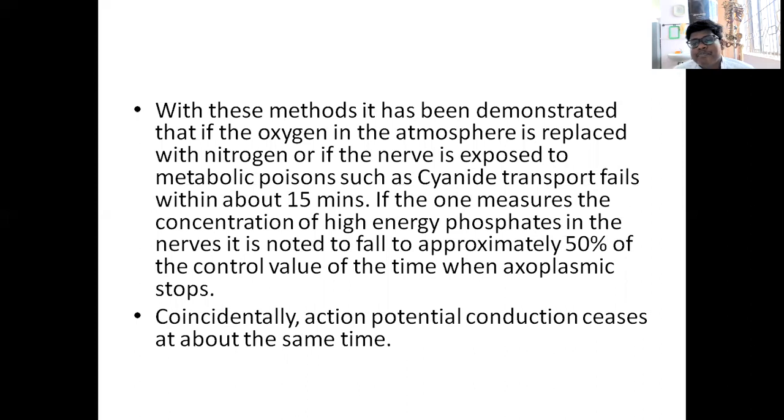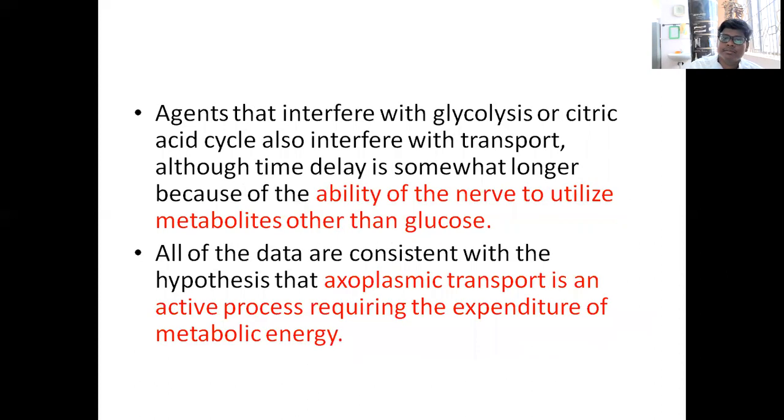With this method, it has been demonstrated that if the oxygen in the atmosphere is replaced with nitrogen, or if the nerve is exposed to a metabolic poison such as cyanide, transport fails within about 15 minutes. When the concentration of high energy phosphates in the nerve is measured, it is noted to fall to approximately 50% of the control value at the time when axoplasmic transport stops. Coincidentally, the action potential conduction ceases at about the same time.